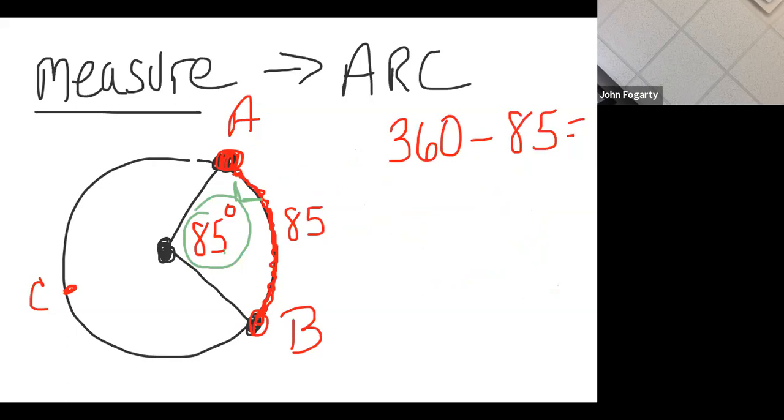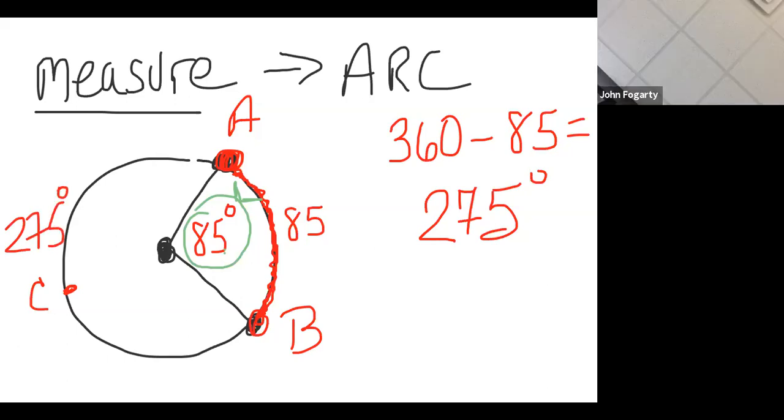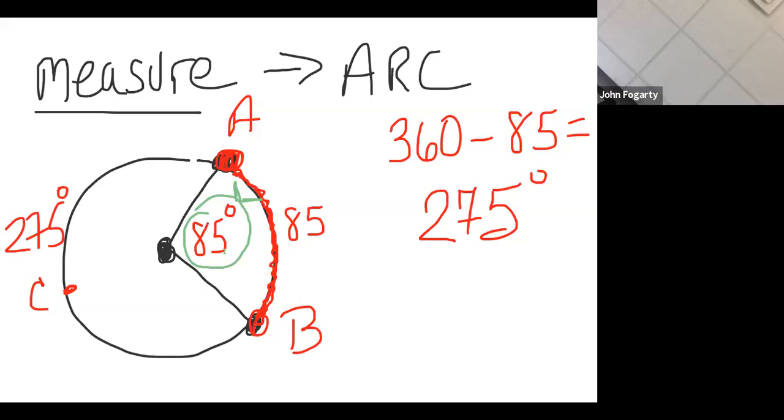And then what do you end up with? Agreed? So this would be 275. Does that make sense? Yeah, that's right. So what you got to remember is this. A central angle and the arc it cuts or intercepts is going to have the same measure. The arcs of a full circle have to add up to 360.